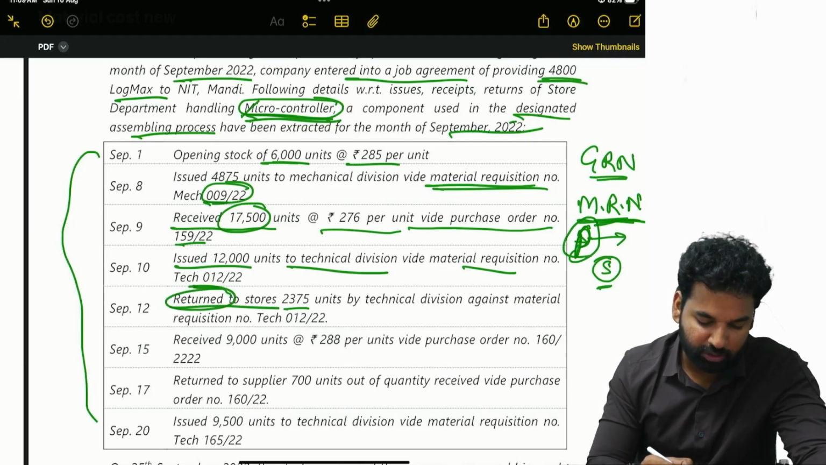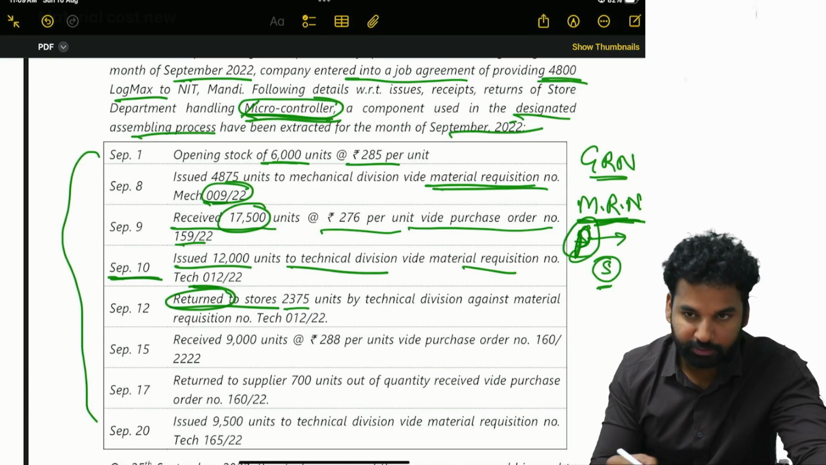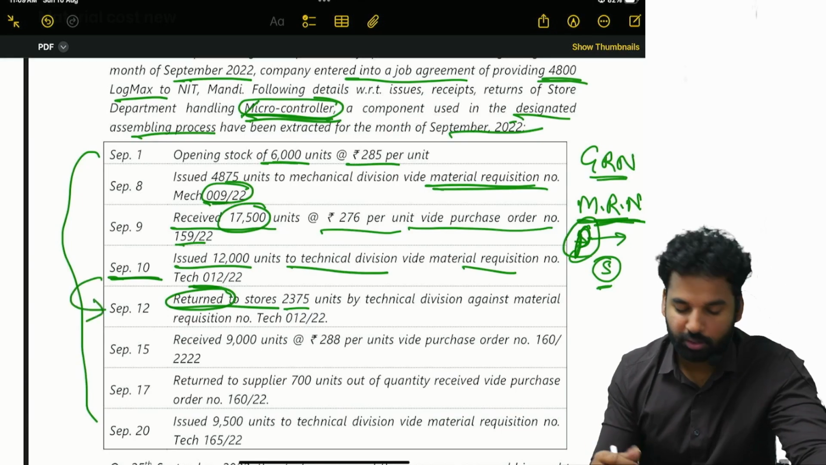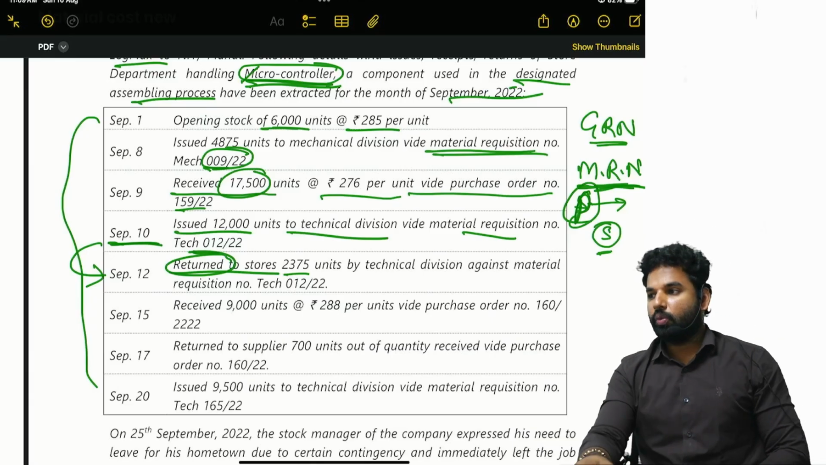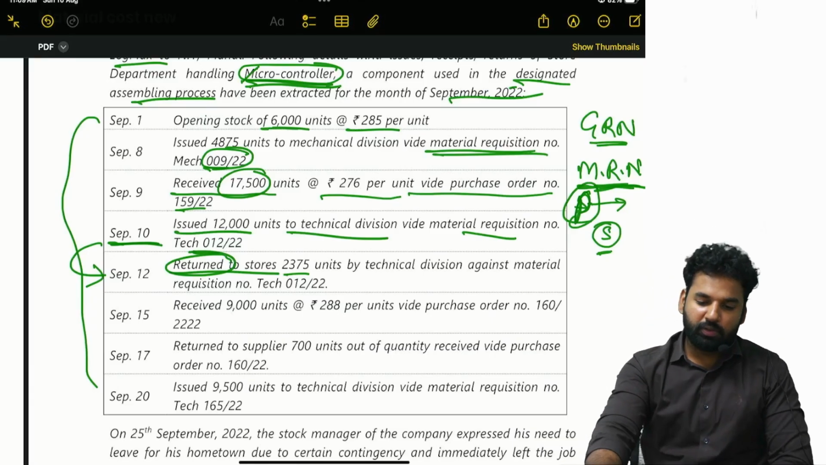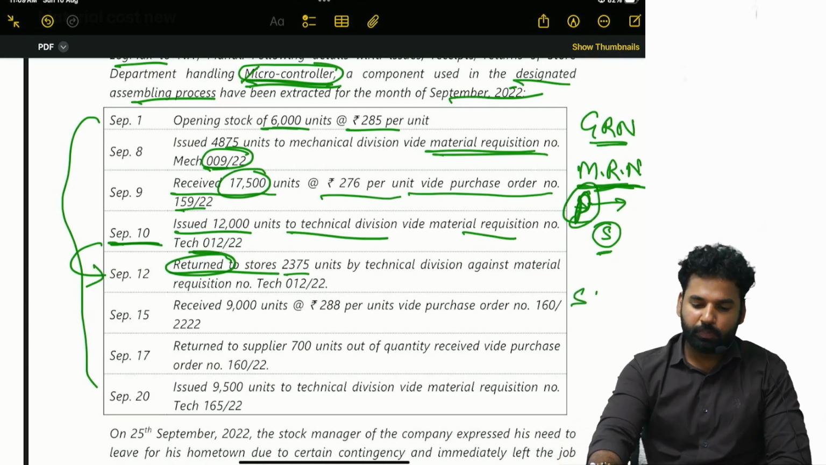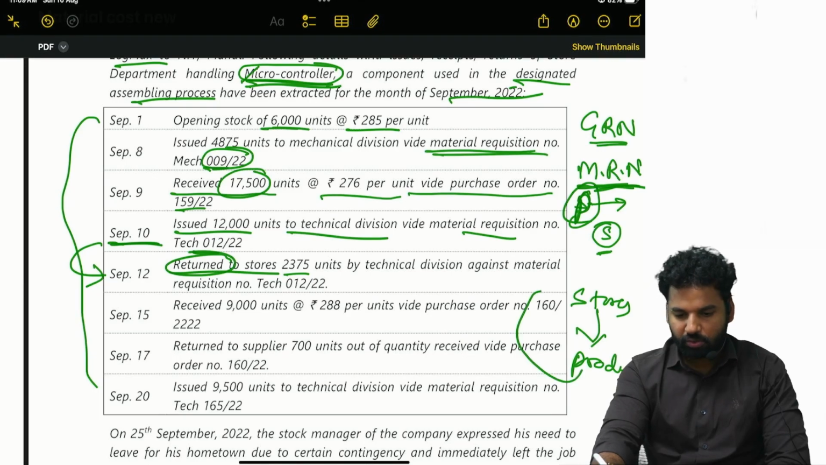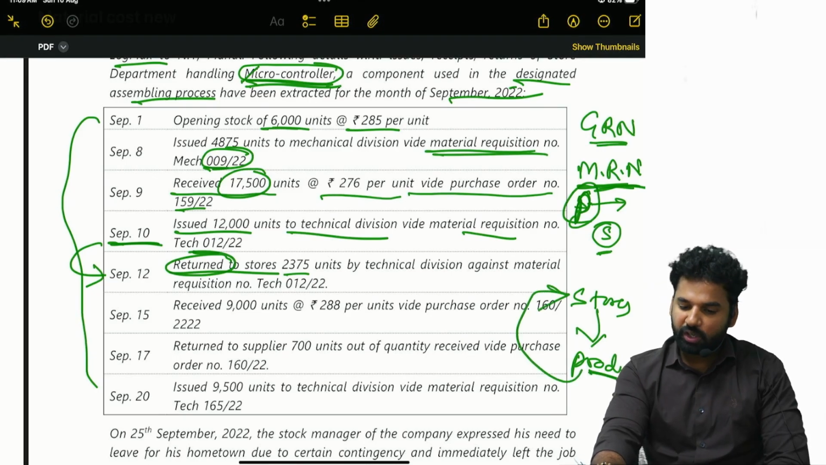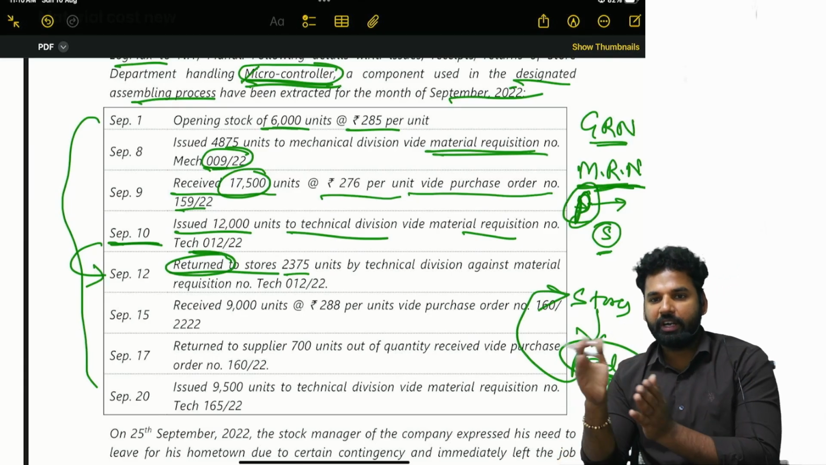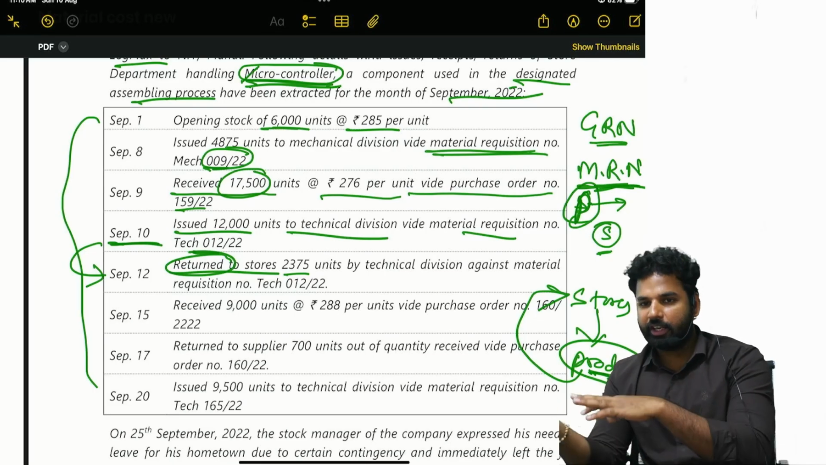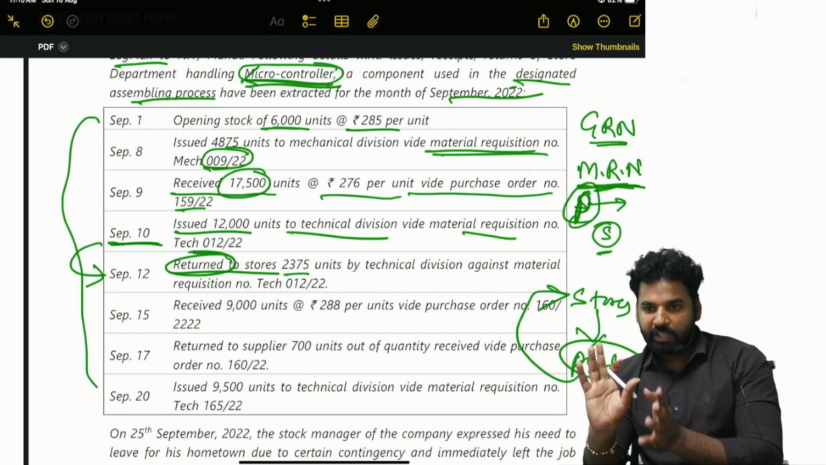Returned. So that means what, issued on what? On 10th, on 12th, got returned. So returns will be treated as receipts only. So whenever we issue the material from stores to production, it shall be used in the production. If it is not used, it will be returned. If it is not used in the production, there may be a chance that it may be used alternatively for another job, that means transferring from one department to another department, from mechanical to technical or technical to mechanical.